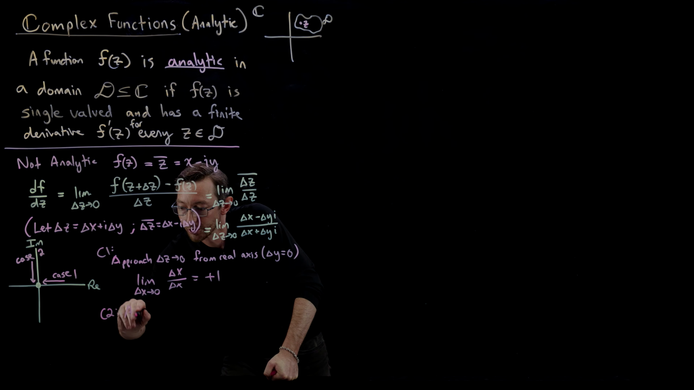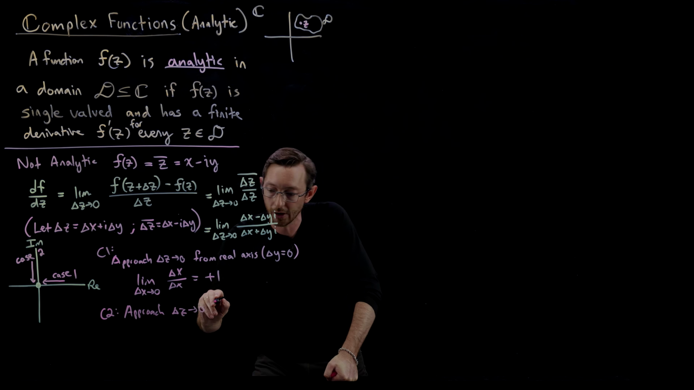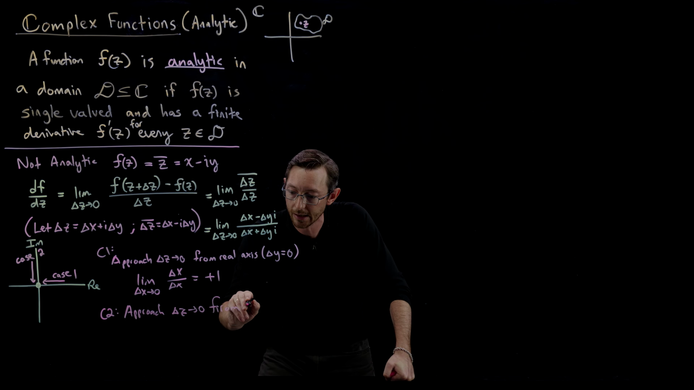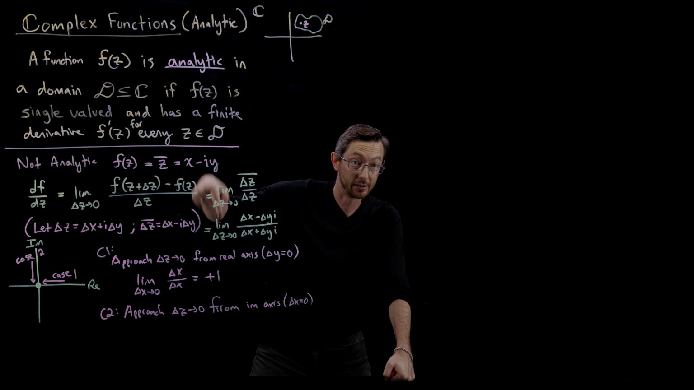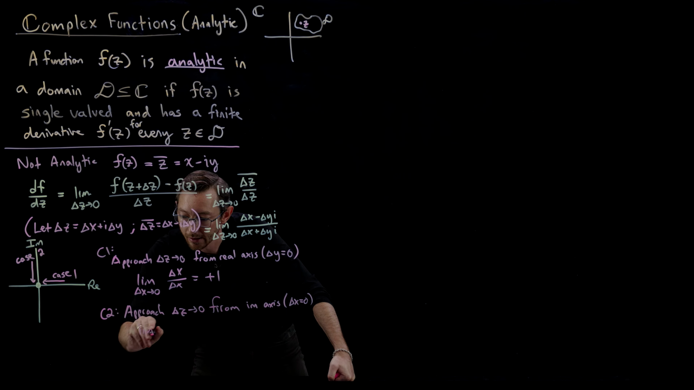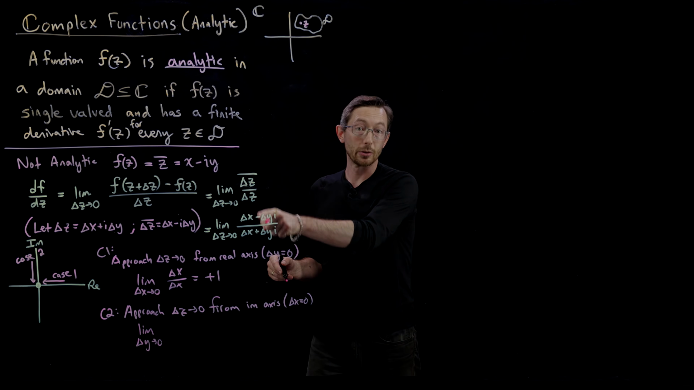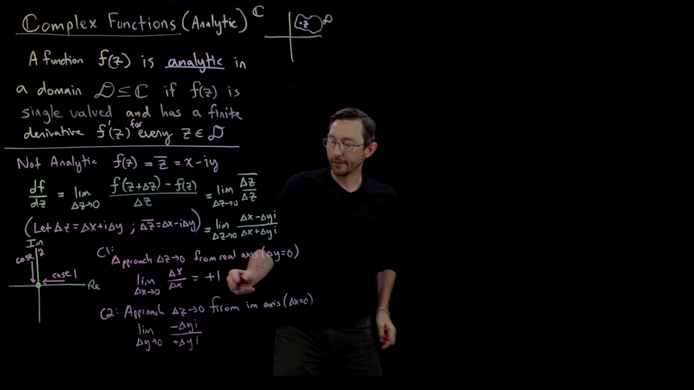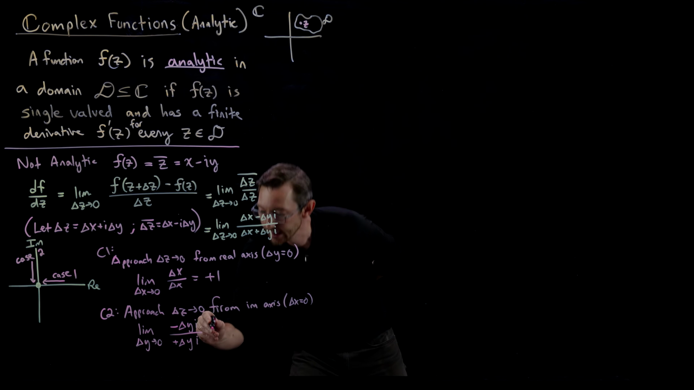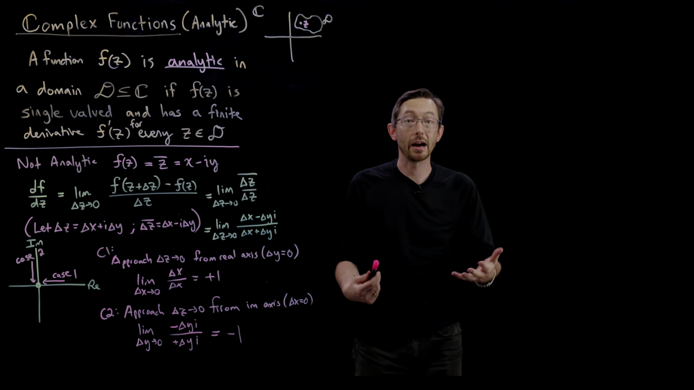Case 2, when I approach delta z equals 0 from the imaginary axis, so I start off with delta x equals 0 and I take the limit as delta y goes to 0. Remember delta x starts at 0 and I'm taking the limit of delta y goes to 0, but here I have minus delta y i over plus delta y i, and if I take the limit as delta y goes to 0 of this, I get minus 1. The i's cancel and the delta y's cancel, and I get a minus 1.